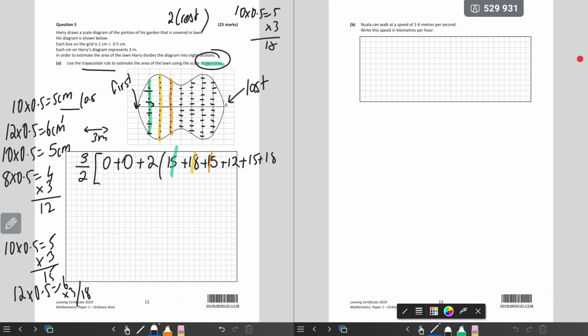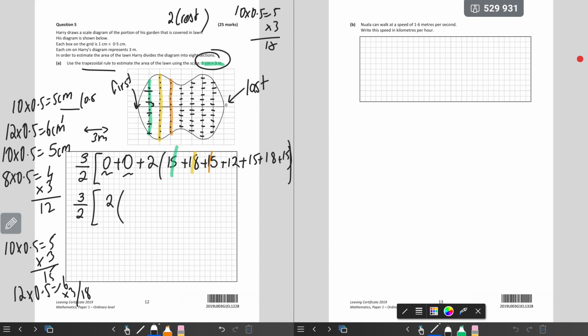Good. Then you just have to work each of these bits out. So remember your trapezoidal rule. The width over 2, height of the first plus height of the last plus 2 times the rest added together. So you can keep it as 3 over 2. You can write it as 1.5. 0 plus 0 is 0. It's 2 times the rest of these added together.